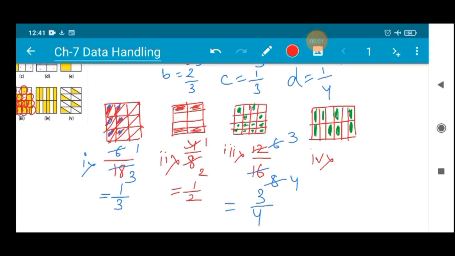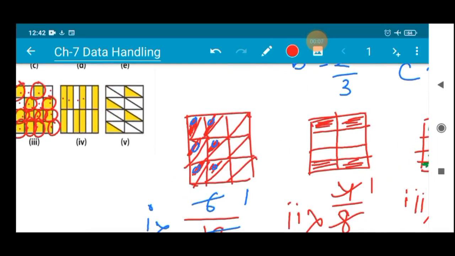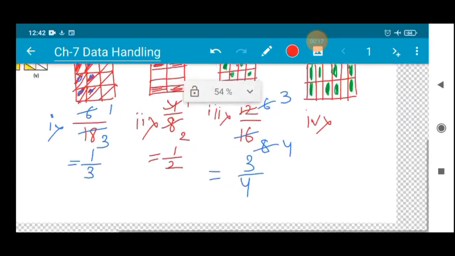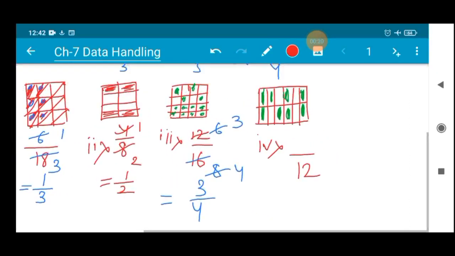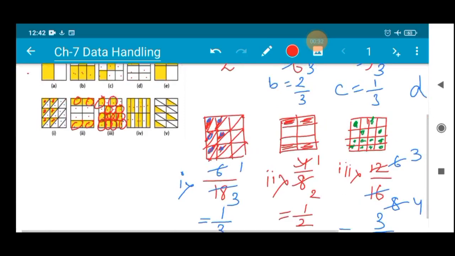So figure number 4, that's of question number 4. Total how many parts are there? If I enclose this, 1 2 3 4 5 6. Let me count it properly. 1 2 3 4 5 6 7 8 9 10 11 12. Total 12 parts are there. Out of these 12 parts, let us count from here. This is the colored. 1 2 3 4 5 6 7 8 parts are colored. There are total 12 parts, and out of that 8 parts are colored. Let me recheck again. 1 2 3 4 5 6 7 8. Yes, it is absolutely correct.